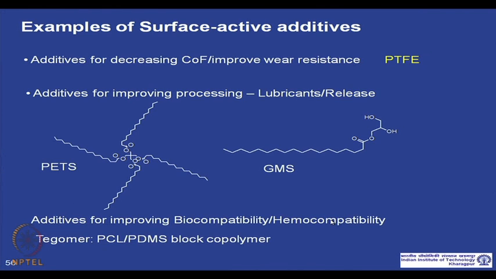An example of improving the hemocompatibility or biocompatibility of a polymeric surface is Tegomer, which is a block copolymer of polycaprolactone and PDMS. Because of the presence of PDMS, it migrates to the surface, and because of the hydrophilic nature of polycaprolactone, it forms domains of hydrophilic and hydrophobic regions, which actually help make the surface biocompatible or hemocompatible.